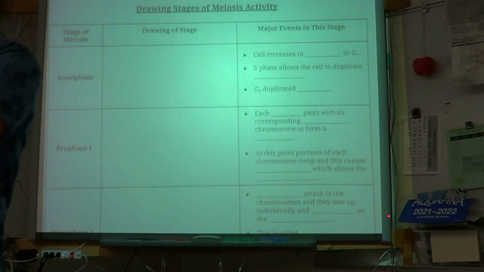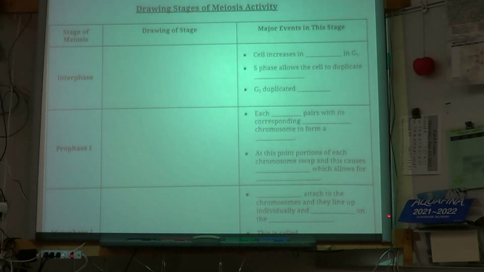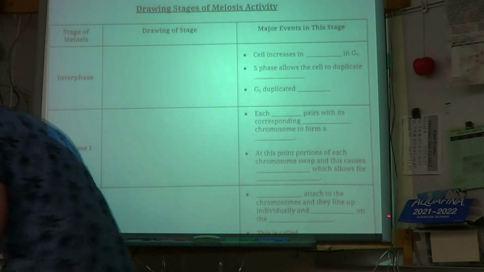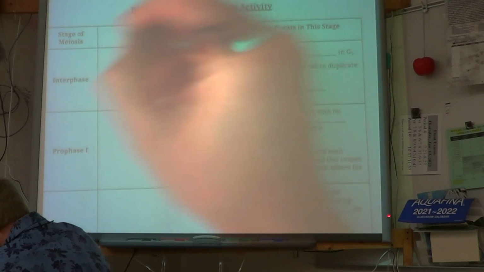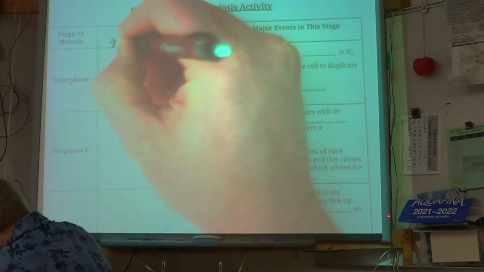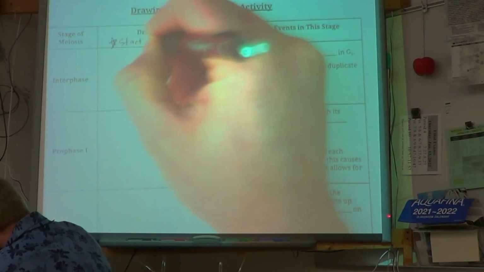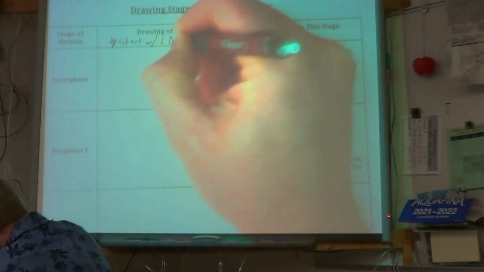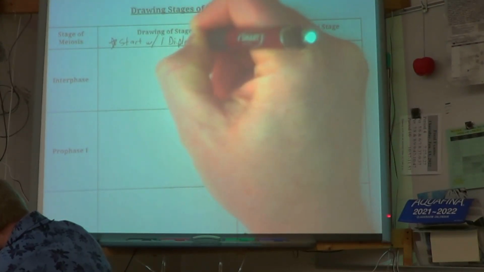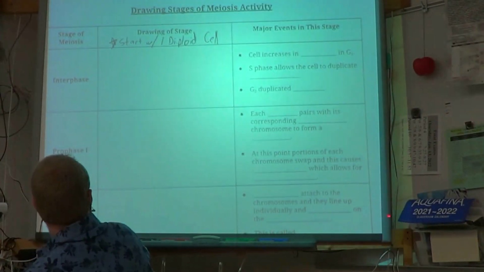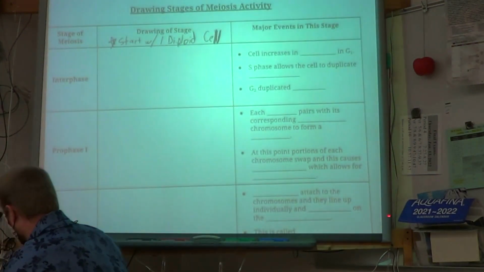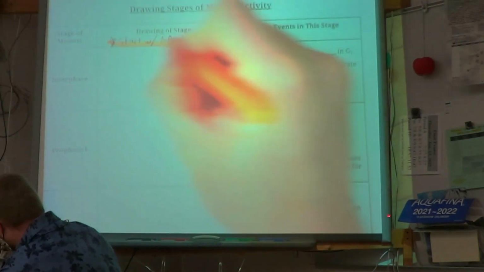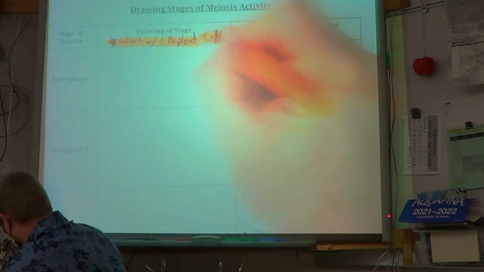Okay? Mitosis happens in all of your body cells, with the exception of sex cells. Meiosis happens in sex cells and only in sex cells. Okay? So when we talk about meiosis, there is definitely some similarities, but the big thing is we start with one diploid cell. That's what we start out with. Very big picture, we start with one diploid cell.